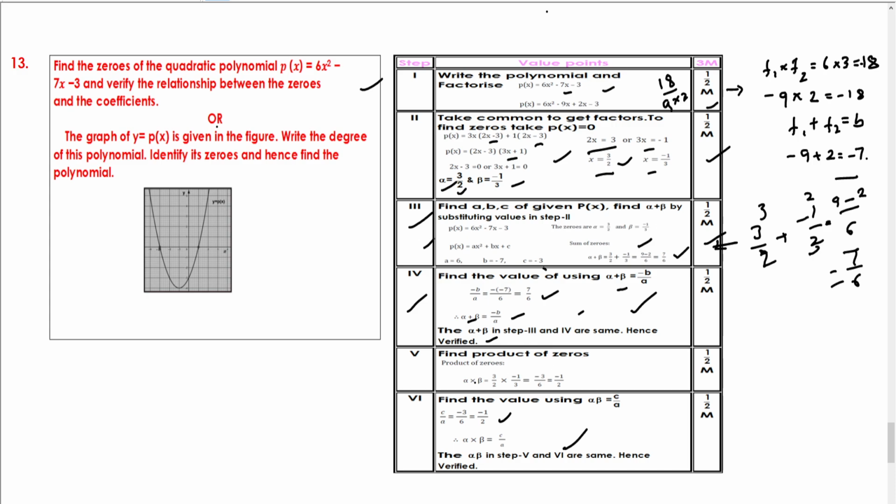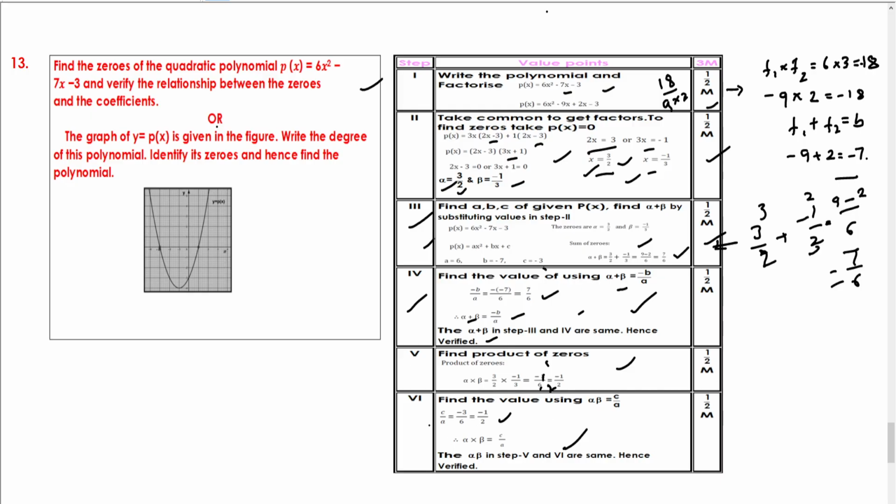To find the product of the zeros, take the product from the calculated values, alpha into beta. We got alpha as 3 by 2 in step 2 and beta is equal to minus 1 by 3. Multiply them. You will get minus 3 by 6; cancel, 3 ones are 3, 3 twos are 6, you will get minus 1 by 2. Therefore, the product using the values of alpha and beta is minus 1 by 2.